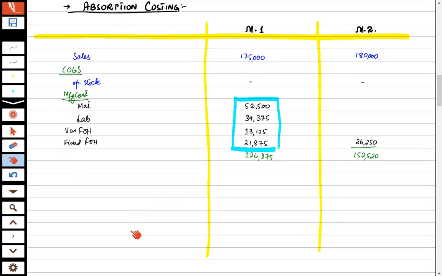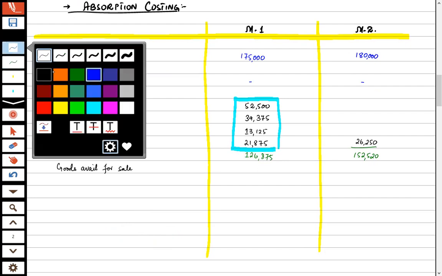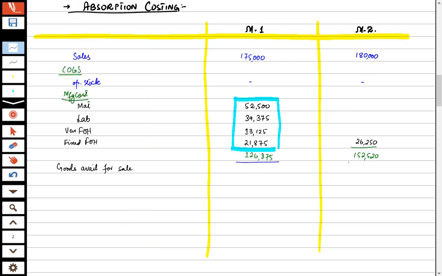Okay. Now this is cost of goods sold. So we have opening stock, add cost of goods sold, we get goods available for sale. Obviously, there is no opening stock, so it would be the same: 126,875 and 152,250.